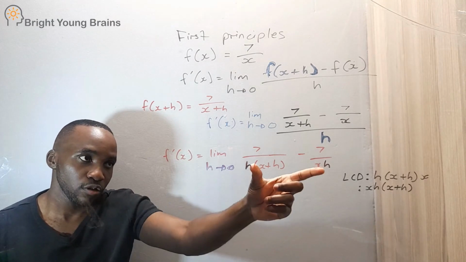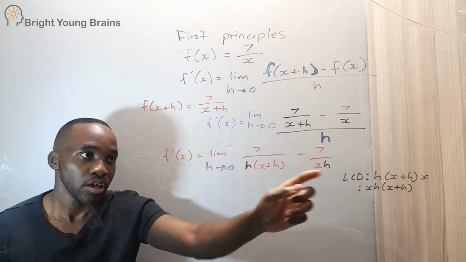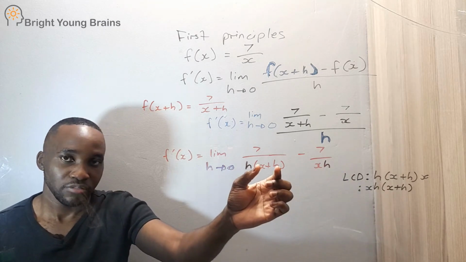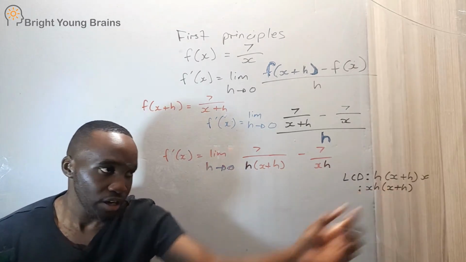You see, because they both have h, so that has to be there. One of them has x, the other one doesn't, so that has to be there. One of them has x plus h, the other one doesn't, so that has to be there.